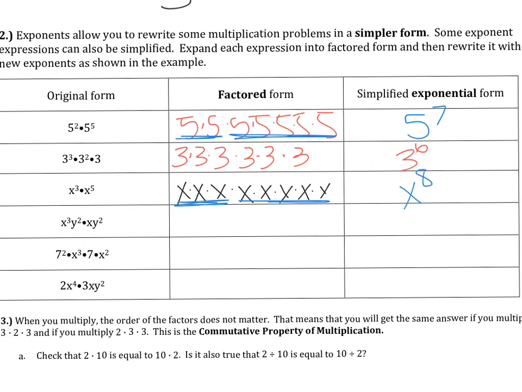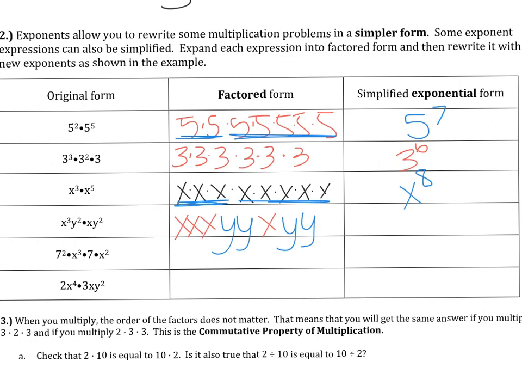All right, in the next example, we have 2 different things going on. We have an x and a y. So I'm going to color code that. So I'm going to make my x's red. So I have 1, 2, 3 x's for x cubed. And then I'm going to have 2 y's for y squared. We then have another x, and then 2 more y's for y squared.